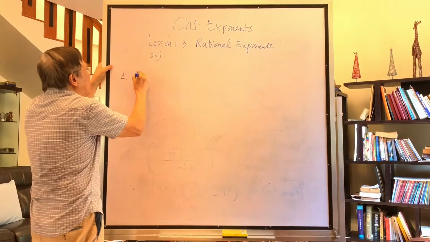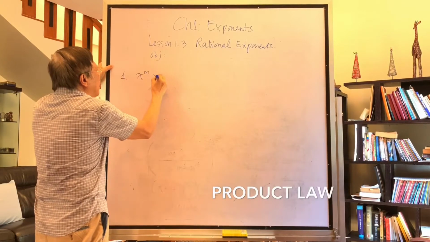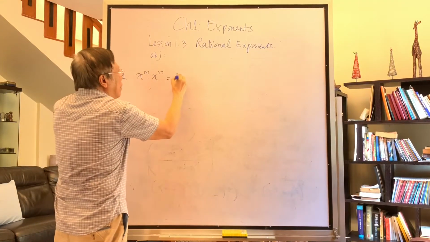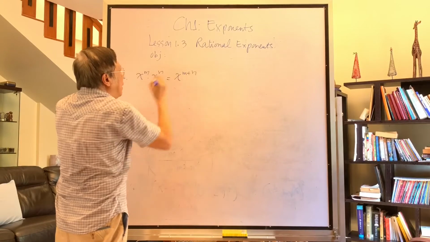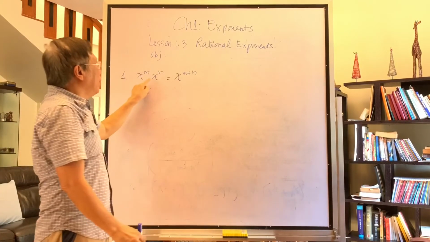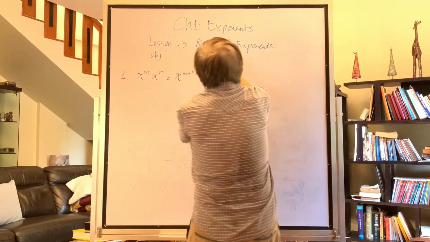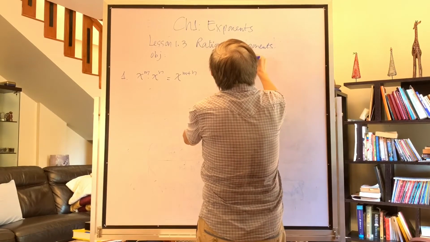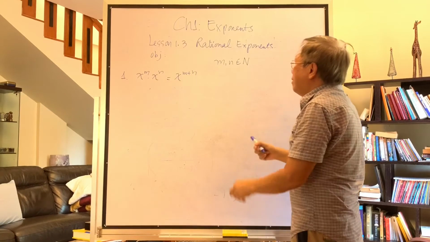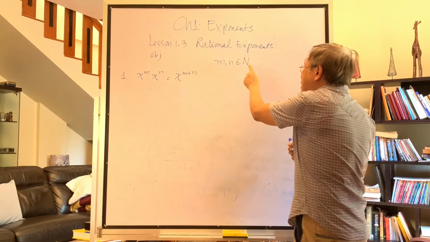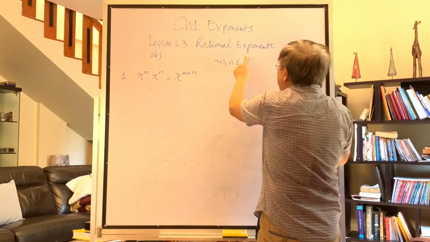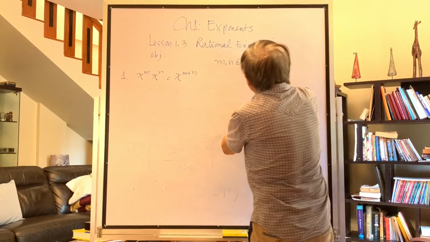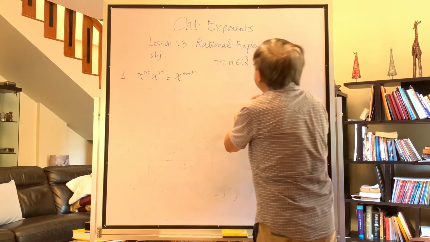If you remember the first law, x to the m times x to the n, this is the product law, and we had here x to the m plus n. Here, m and n, the domain that we had before was m and n was element of natural numbers. For today, we will change these natural numbers so that we will expand the domain of m and n to the set of rational numbers.